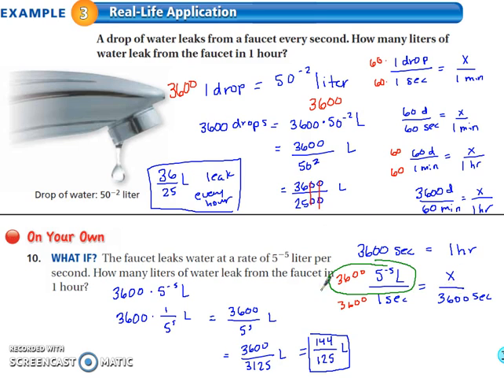So over to the left, I went through and I simplified that math, 3,600 times 5 to the negative 5th liters. I dropped that 5 to the denominator, making that exponent on the 5 positive. Multiplying together, I got 3,600 over 5 to the 5th power liters. I multiplied out that 5 to the 5th power and reduced my fraction to find that 144 divided by 125 liters of water leak every hour. You may, of course, divide this out to get a decimal if you'd like. I chose to leave it as an improper fraction.